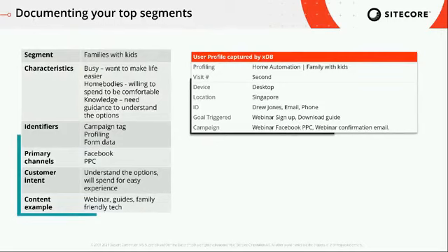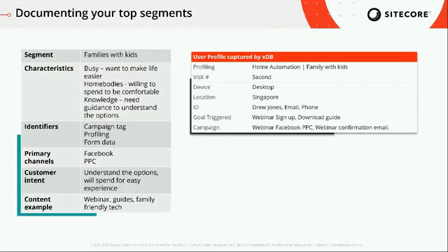And then what are their identifiers? How are we actually identifying this customer segment? In this case, we're going to use campaign tag, we're going to use profiling, and maybe some of the form data. Then what are the primary channels? We know that they're going to be coming from Facebook, maybe pay-per-click ads.